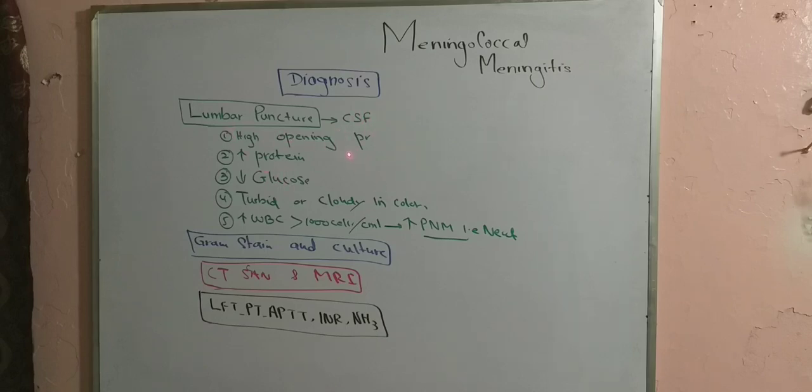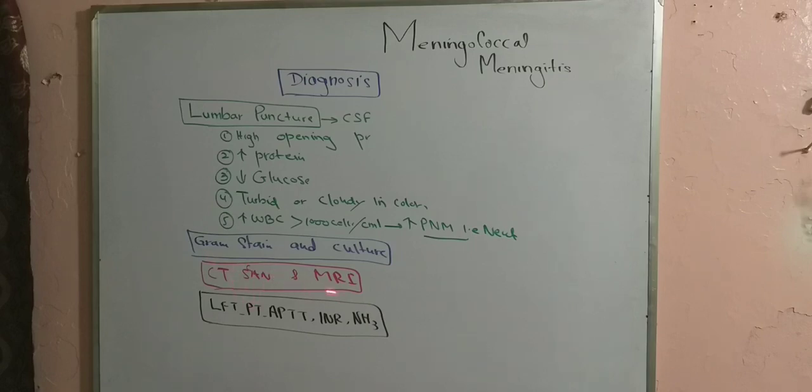There is a high opening pressure, and when we analyze the CSF under the microscope, there is a higher protein concentration because of the presence of Neisseria meningitidis, and because they use the glucose, the glucose level is on the lower side. There is a higher WBC or total leukocyte count in the CSF, which goes higher than 1000 cells per cubic microliter, and the majority of these are polymorphonuclear cells or neutrophils. Because Neisseria meningitidis is an intracellular gram-negative diplococcus, we may find the bug in these cells.